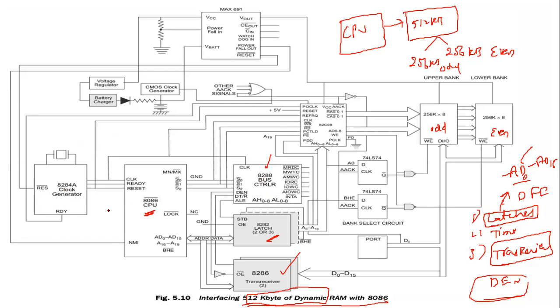This is the clock generator. It comes under the CPU, so do not get confused. This clock circuit comes under the CPU. Once you remember the general bus operation and memory segmentation, we already saw these latches, transceivers and diagrams. This is the interface circuit of 512 KB dynamic RAM to the 8086 microprocessor.